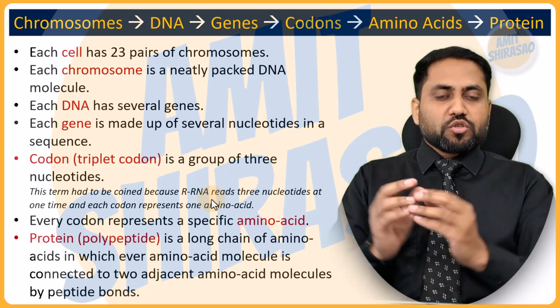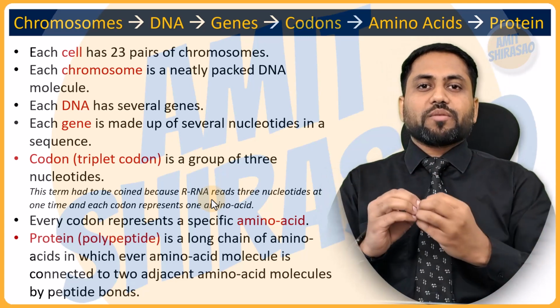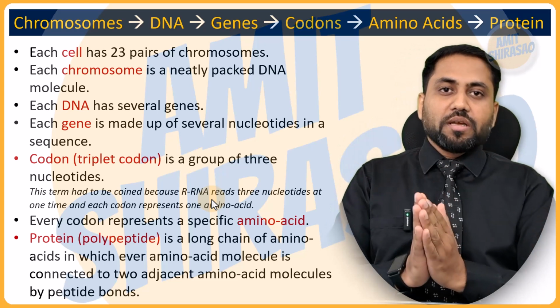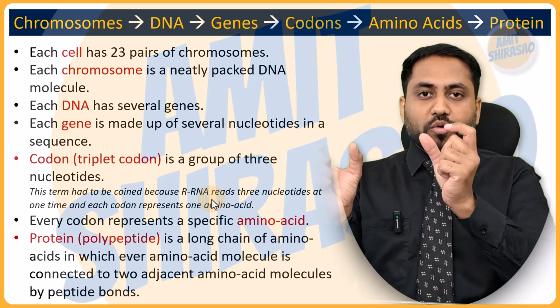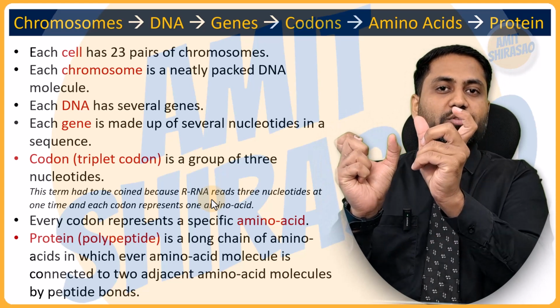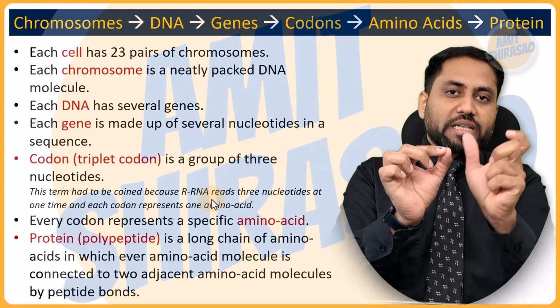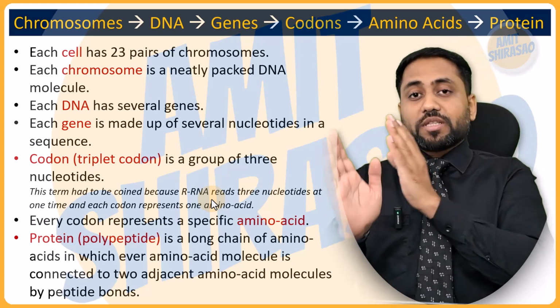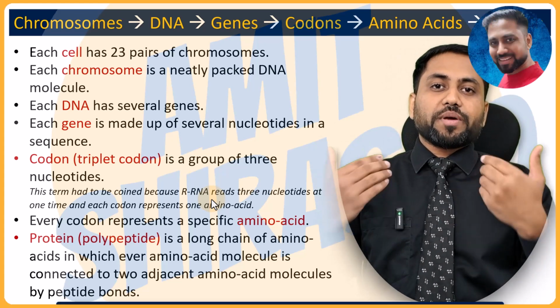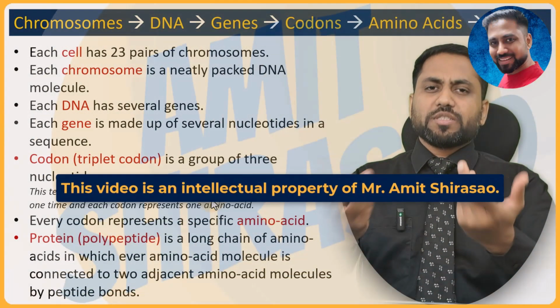So what is a protein? A protein is nothing but a polypeptide. What does that mean? There are many peptide bonds between amino acids. One amino acid molecule, peptide bond, another amino acid molecule, peptide bond, another amino acid molecule, and that's why there are so many peptide bonds that a protein is called a polypeptide. Poly means many, peptide means peptide bond.